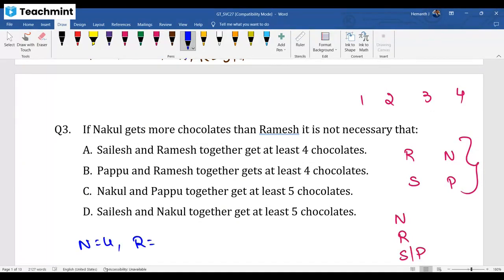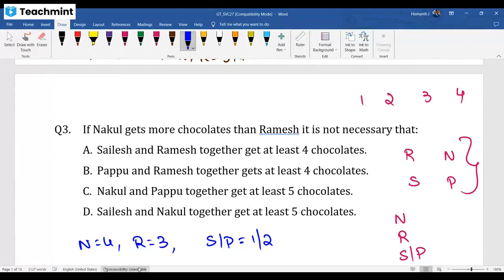Ramesh will get 3 for sure. Sailesh or Pappu will take 1 or 2. If Sailesh is 1, Pappu will be 2, or if Pappu is 1, Sailesh will be 2. Vice versa likewise. So that's what.